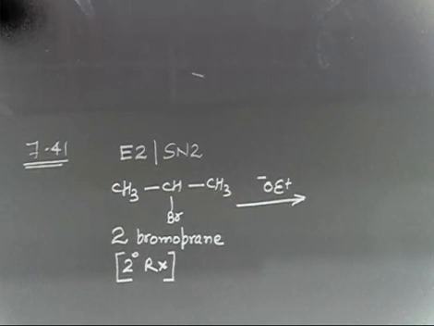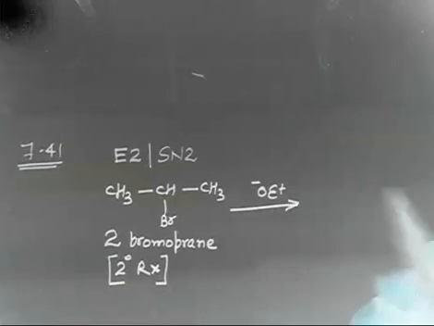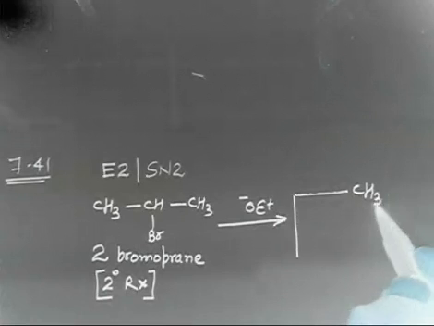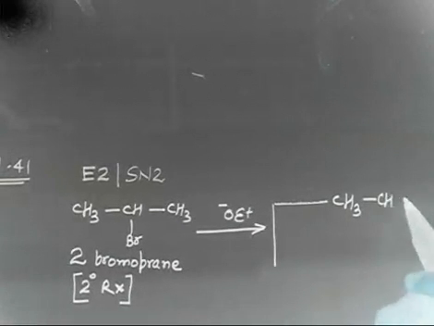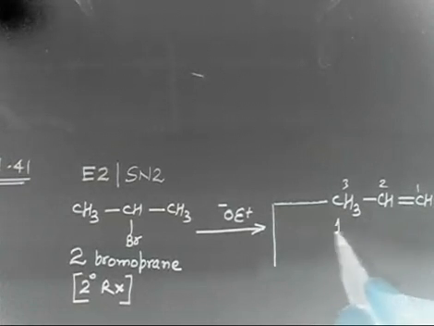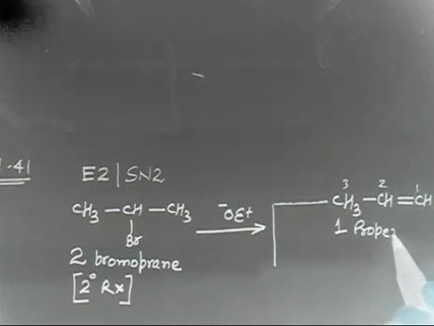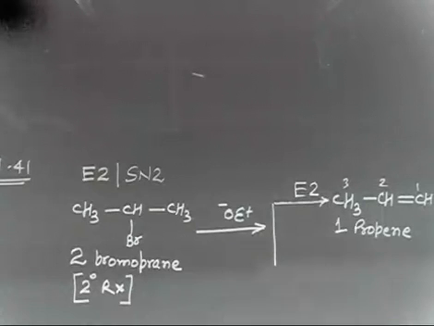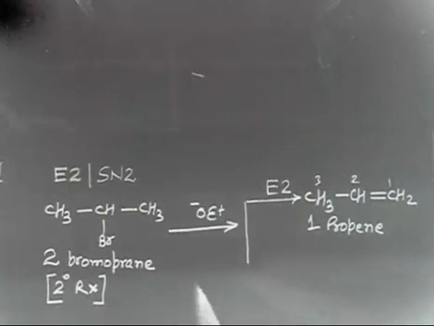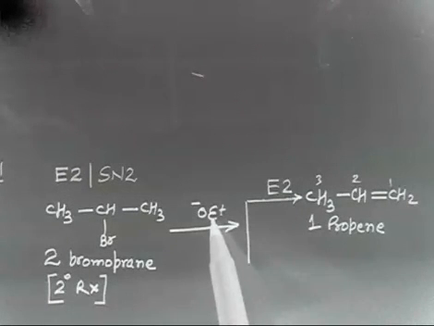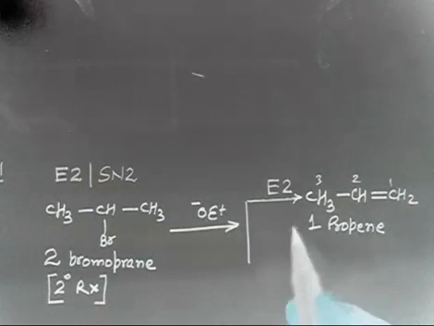It says it gives a product mixture containing 75% propene. So one product you are getting is propene. Let me write here: CH3 CH double bond CH2. So this is propene, and that is an E2 elimination. This product is coming from E2 because elimination is happening. You have to release H and Br. So both are happening in the same case. OEt minus is a good base in this case.